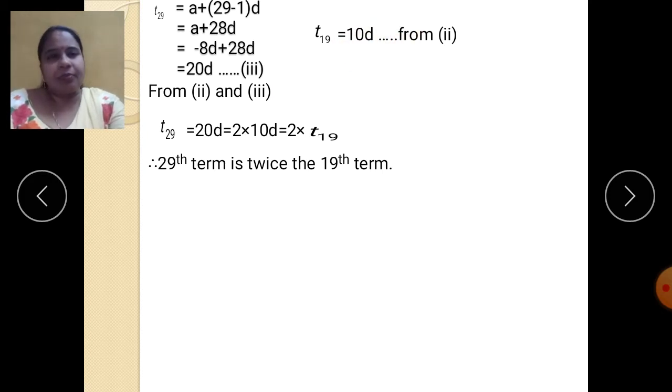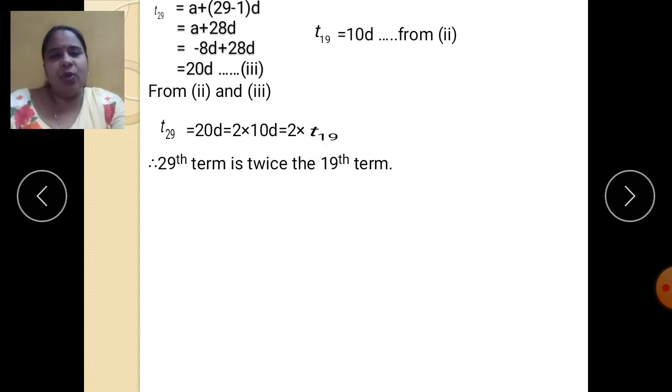What is to be compared? I'm going to write T29 as 20D, from equation 3. This 20 can be written as 2 into 10 and D as it is. See, purposely 2 into 10. Why? Because 10D I again have as T19. I hope you are understanding. T29 is 20D, purposely 20 is written as 2 into 10, because 10D is T19. So substitute that here. Automatically we get the relation T29 is equal to 2 into T19.